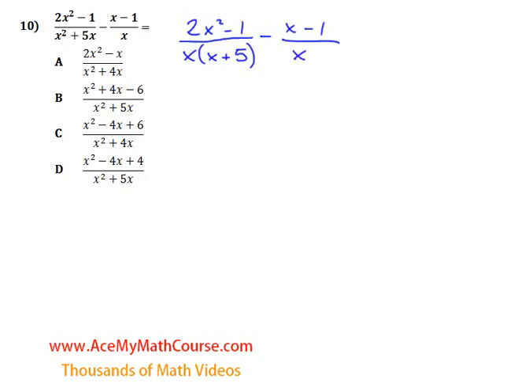Now we need to find a common denominator. The denominator over here is x times x plus 5. Here's just x. So it won't be too difficult to find a common denominator, because I can just multiply this fraction by x plus 5 over x plus 5. And there we have it. The common denominator of x times x plus 5. Okay, so down below, I'm just going to copy it down.